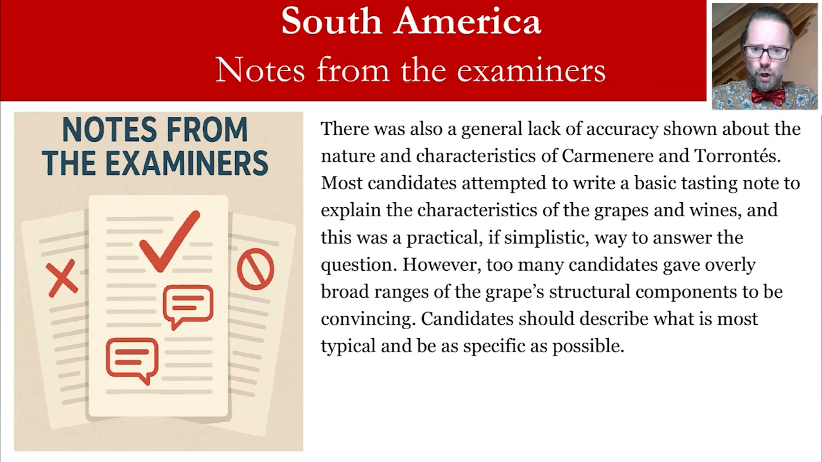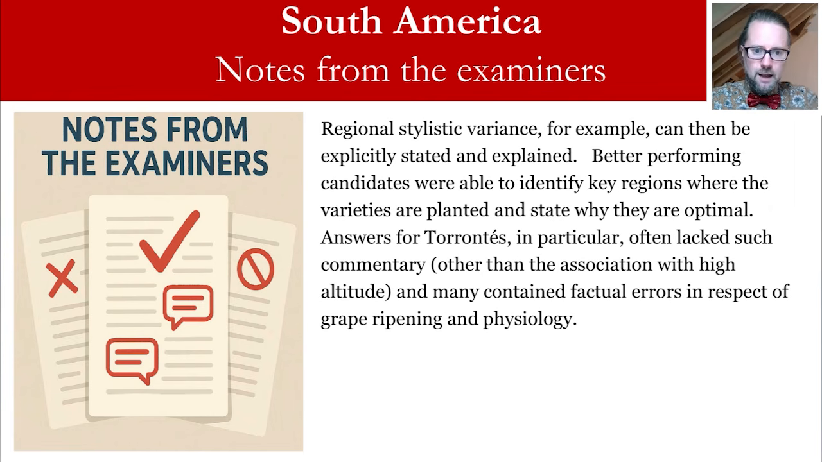So let's talk about some notes from the examiners about what I just mentioned. There was a general lack of accuracy shown about the nature and characteristics of these two grape varieties. Most candidates were writing basic tasting notes at this point when talking about the characteristics. This is not what we are looking for. We are looking for actual characteristics of the grapevine themselves. Too many candidates gave overly broad ranges of the grape's structural components to be convincing, and candidates should describe what is most typical and be as specific as possible when going through key areas.